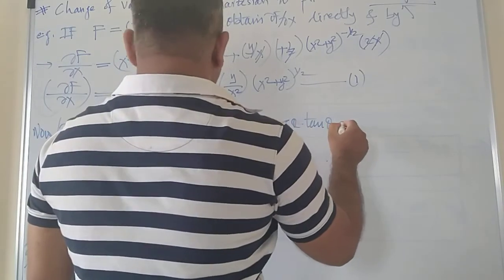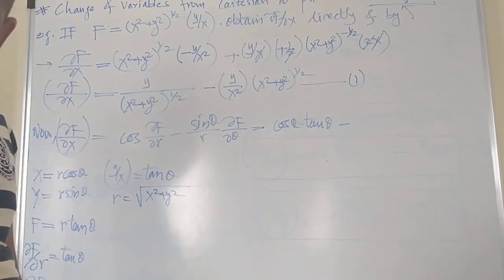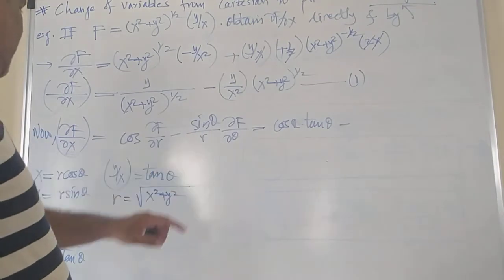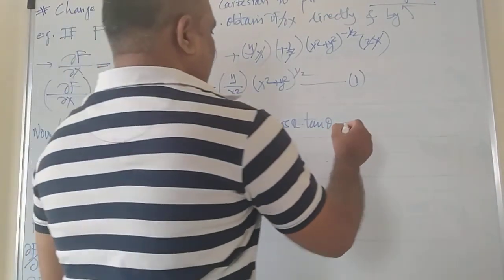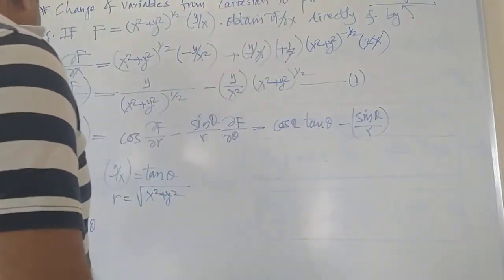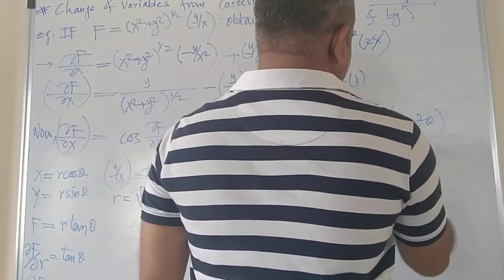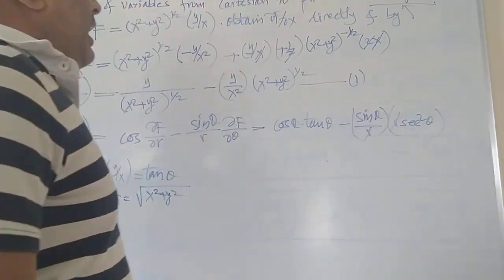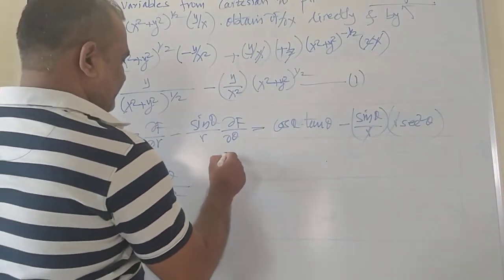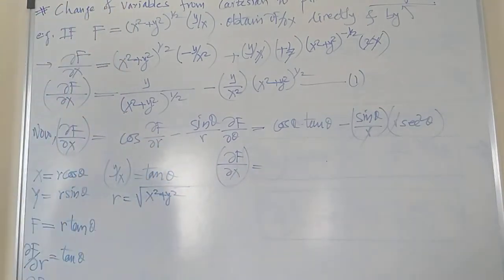into tan theta, and minus or plus, let us check this. Yes, minus. So this is minus sin theta by r into dou f by dou theta, which is r sec square theta. So these get cancelled, and now you will get dou f by dou x is equal to cos theta into tan theta.